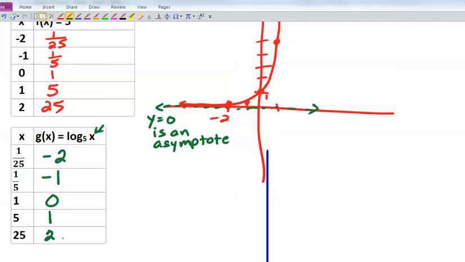So let's see if we can get these graphed very quickly. And we'll do that in our next video.